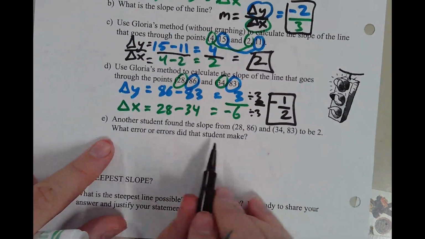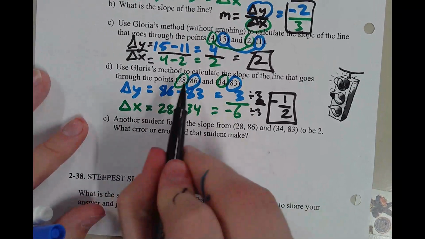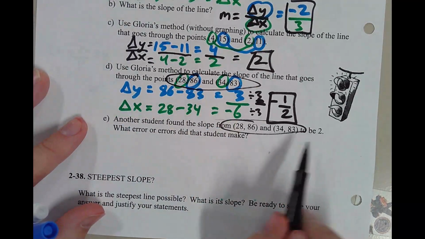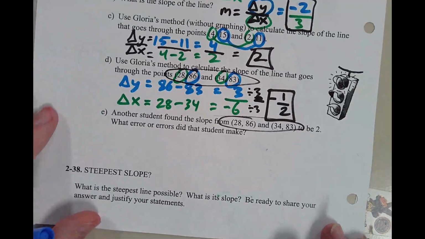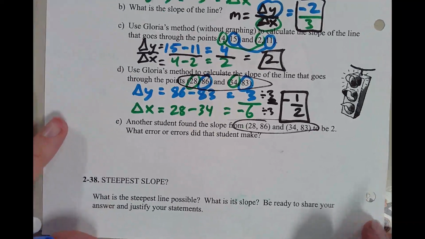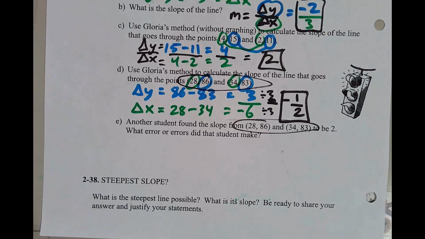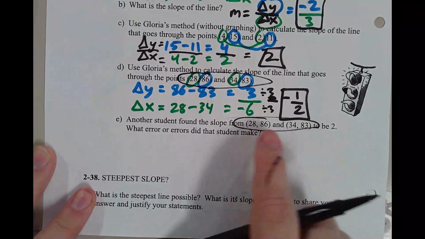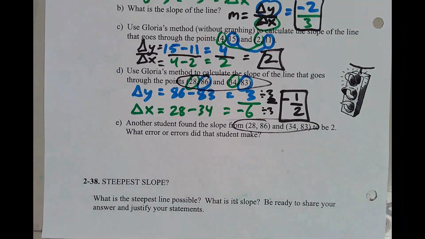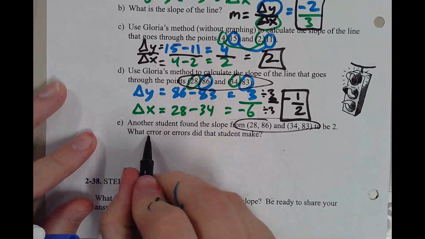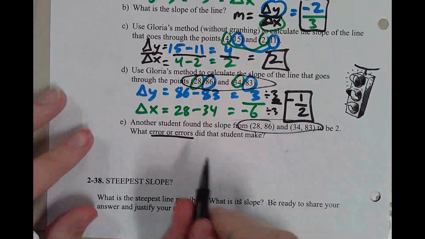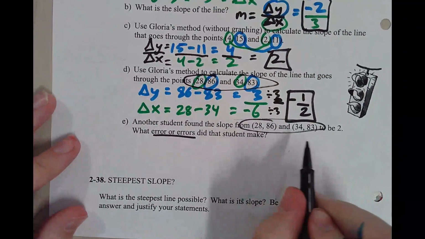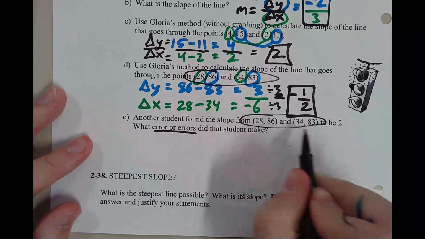Another student found the slope for this previous problem. You notice it's the same problem here, and got the answer of 2. What errors did that student make? What do you all think? I'm going to pause the video here. What do you think is the answer for this question? How could you make a mistake and get the answer of 2? So it's an error or errors. The first error that could possibly be made is that instead of doing change in y, you could do change in x, doing the wrong one first.